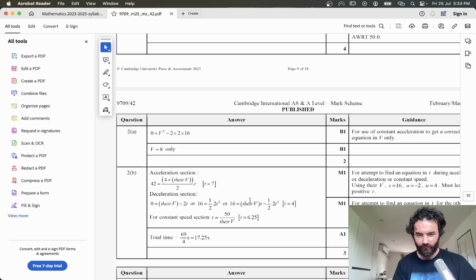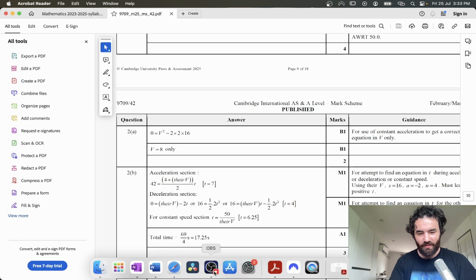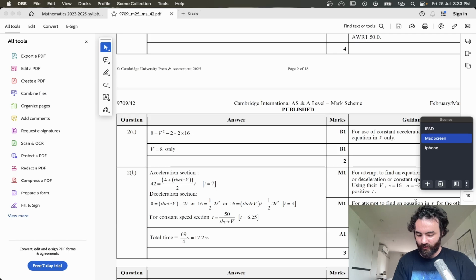T equals 7, T equals 4. This is 42 divided by 8. Oh, there we go. That's what I did wrong. Okay, so I check that back. It's fine. You know, I get things wrong. I do mistakes. I'm human. I just didn't do, this is 50 meters. So that'd be 6.25. So a small mistake.